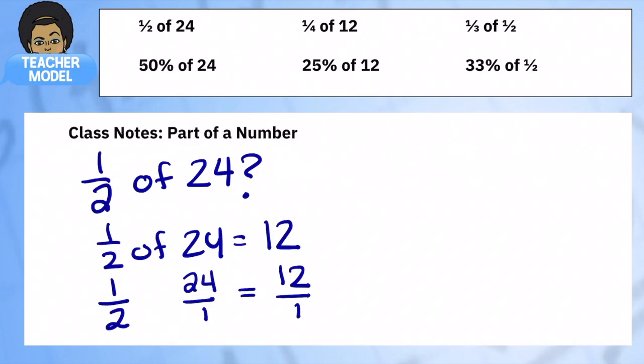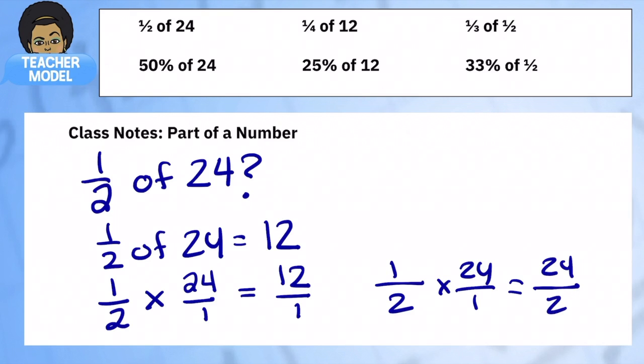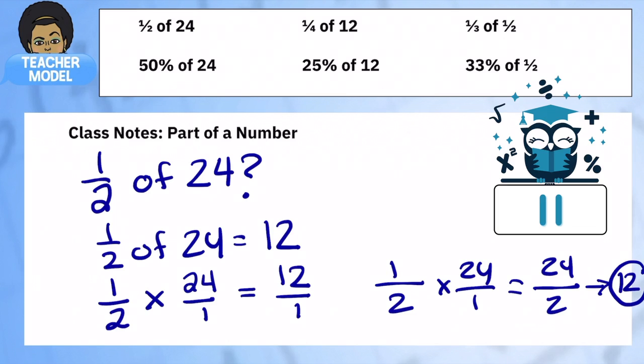Let's try multiplying. So if we multiplied, well, 1 times 24 would give us 24. 2 times 1 will give us 2. This is promising. 24 divided by 2 gives us 12. So this would work. Anytime I want a fraction of a number, I can actually use multiplication. I'm going to test it out again. So pause for a second so you can jot this down.